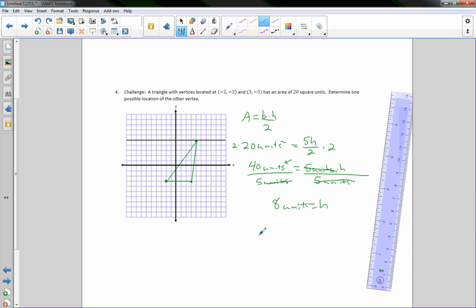So as long as you have an answer that gives you the height of 8, so I need to be up on the 5, so my y needs to be 5. So any number x comma 5, or I also could have gone below 8 units, 1, 2, 3, 4, 5, 6, 7, 8. I'm off the grid, but I could have done any x value comma negative 11. And that would have given me an area of a triangle of 20 square units.